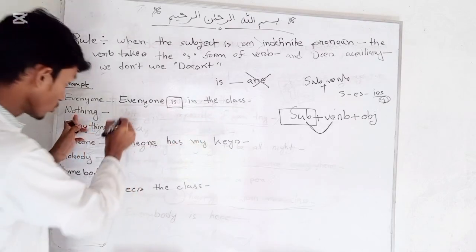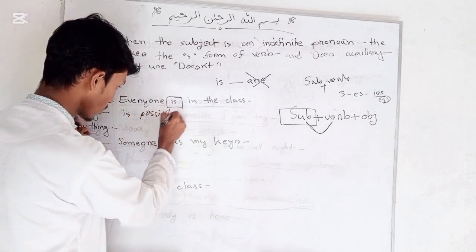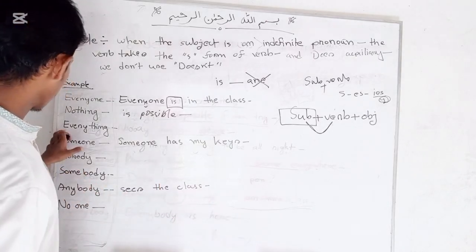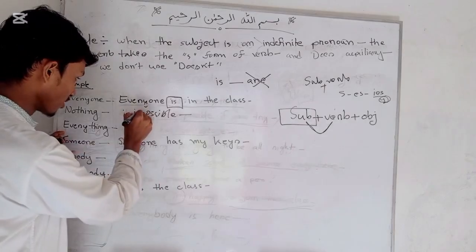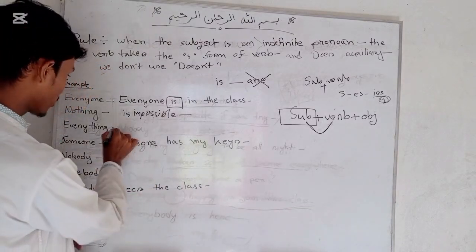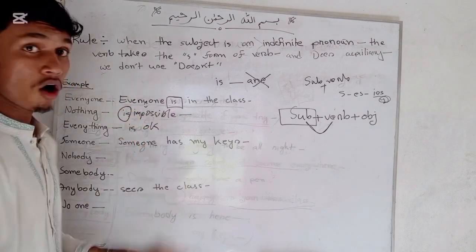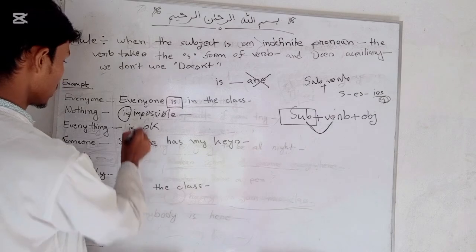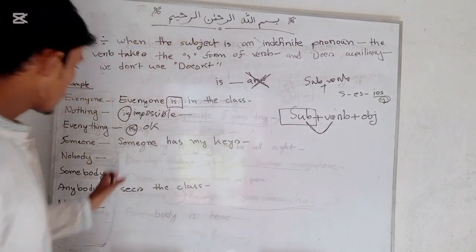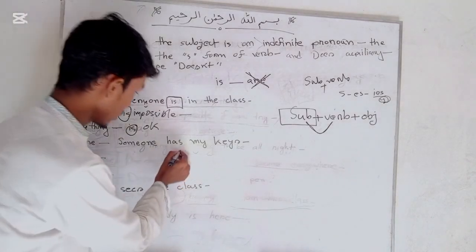So it is correct to say everything is in the class. Nothing is possible. Nothing is impossible. Okay. Everything is okay. Everything is, not are. It is incorrect. Not are.